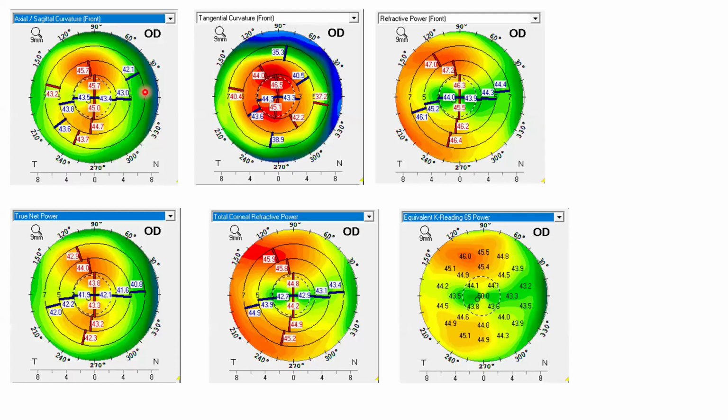In our Pentacam, we have lots and lots of corneal power maps.